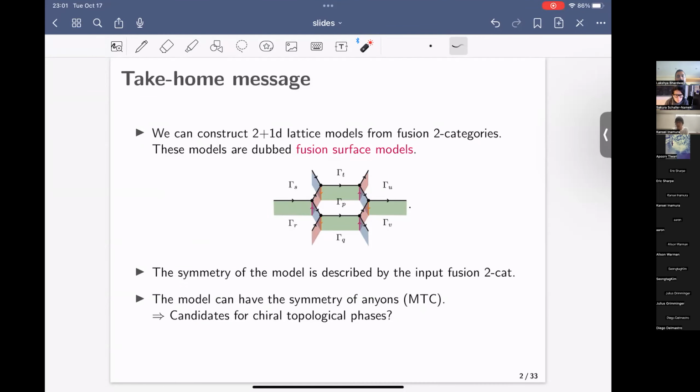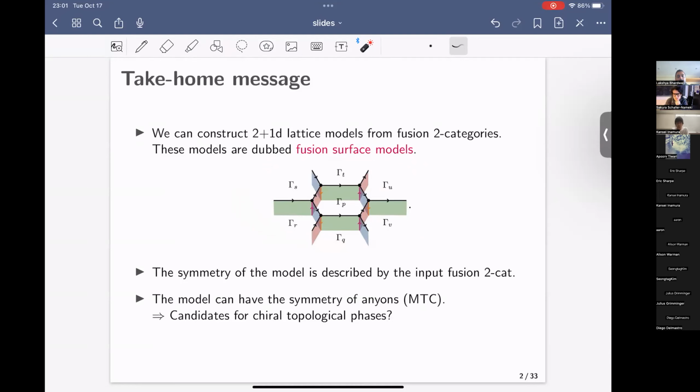In principle, we can define the fusion surface models on an arbitrary 2-dimensional lattice. But in this talk, just for simplicity, we will only consider the fusion surface models on the honeycomb lattice. And in this case, the state space and the Hamiltonian of this model can be expressed in terms of fusion diagrams of this form. And I will elaborate on this point later in this talk.